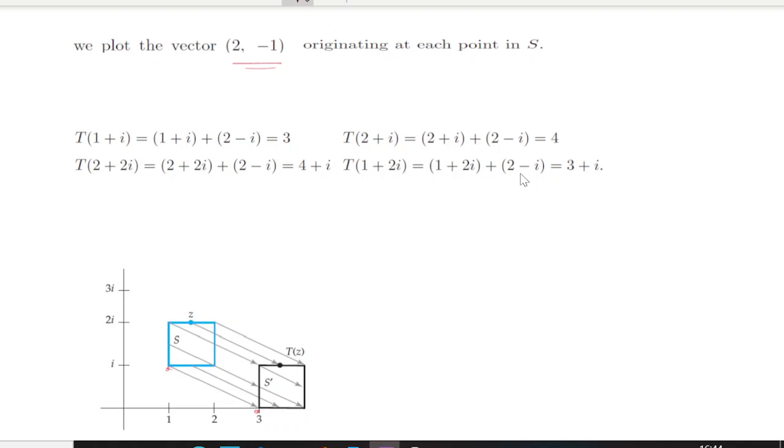So it will be this point. Like this, for each side you have to go along the vector, this vector. Along this vector you are translating, or you are finding the image of each of the vertices. Now this will represent your translated image of the given square.